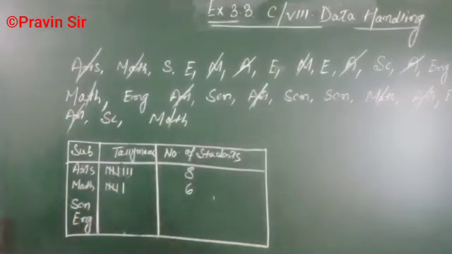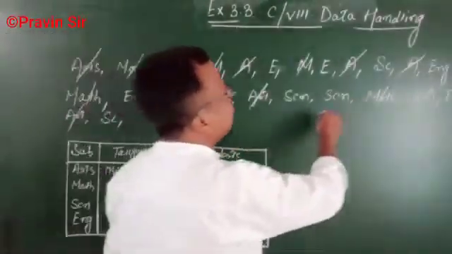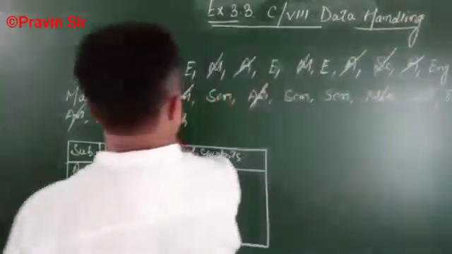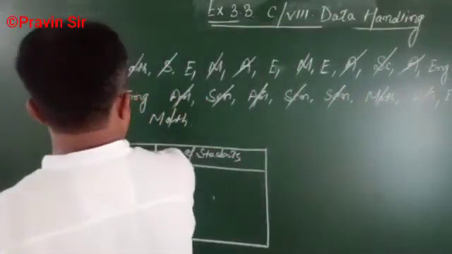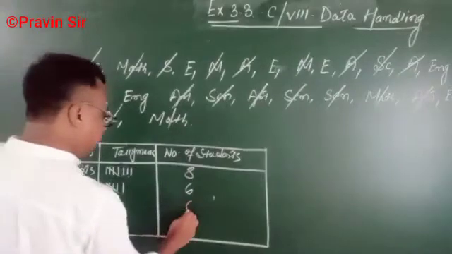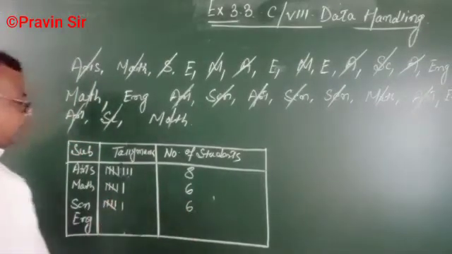Then science. Let us see how many students like science. 1, 2, 3, 4, 5, 6. So 6 students like science.